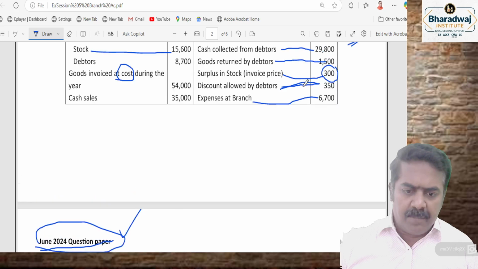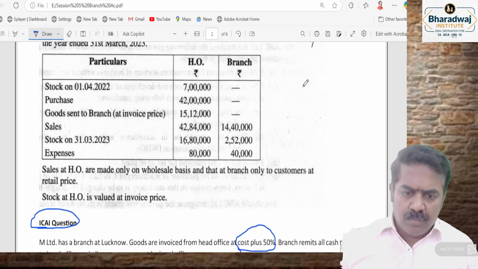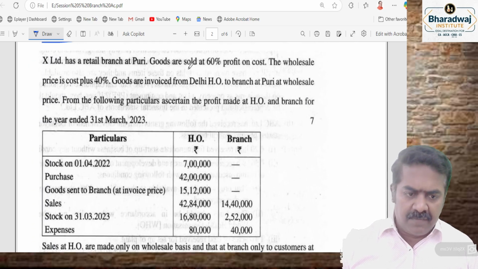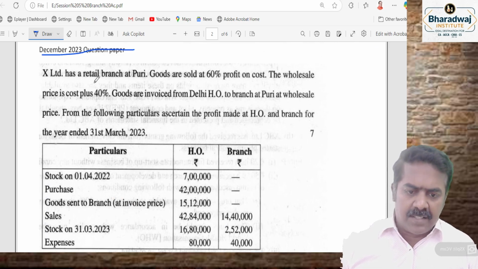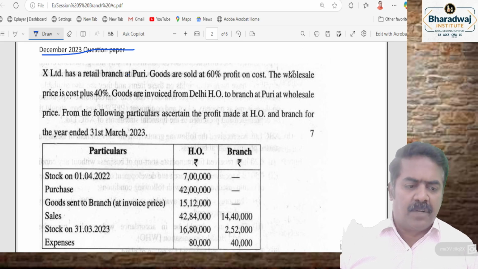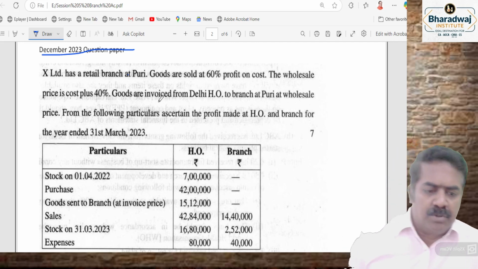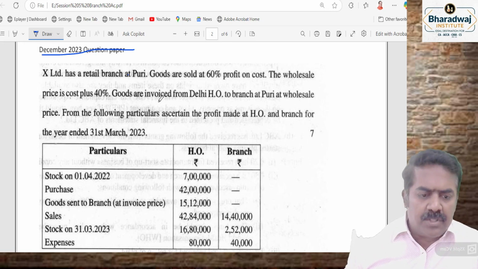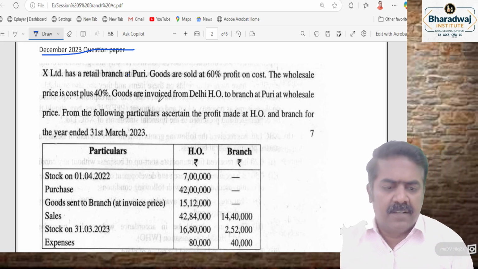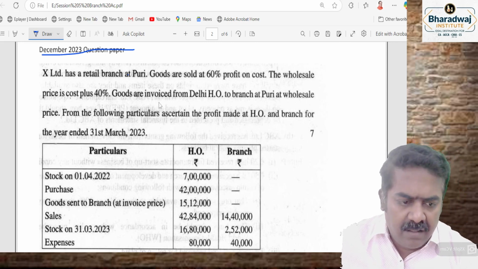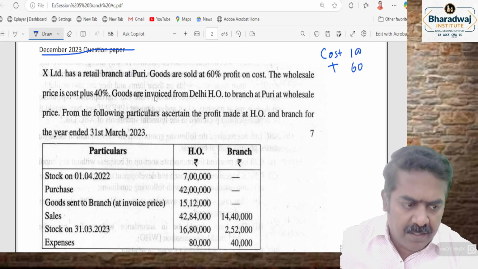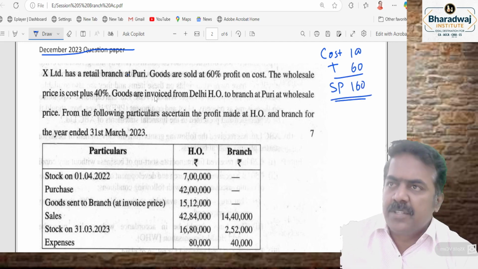We'll see which question we left in between. This question we left in between. H Limited has a retail branch in Puri. Goods are sold at 60% profit on cost. Wholesale price is cost plus 40%. Goods are invoiced at wholesale price. When cost is 100, we add 60%, so selling price is 160.